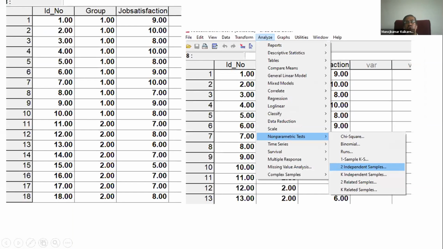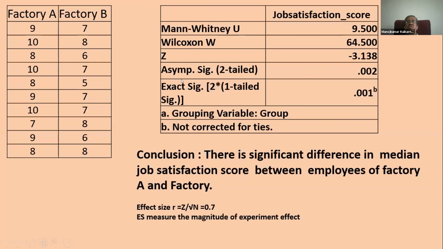So the outcome is: the Z value is minus 3.1 and the P value is 0.001. Here it shows the exact significance and the asymptotic significance, two-tailed. This is for two-tailed and this is one-tailed. Since we are going for a two-tailed test, as we are considering whether the medians of the two groups are different, the null hypothesis is rejected and the alternative hypothesis is accepted. We conclude that there is a significant difference in median job satisfaction score between employees of factory A and factory B.